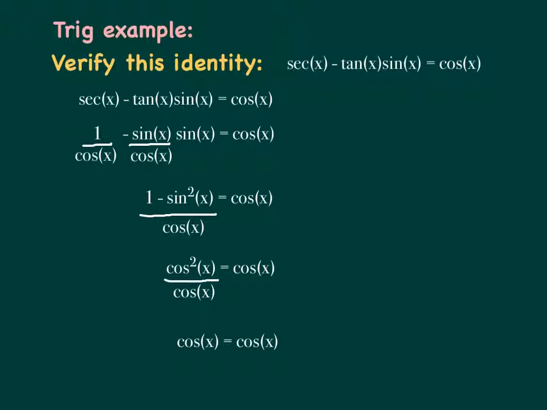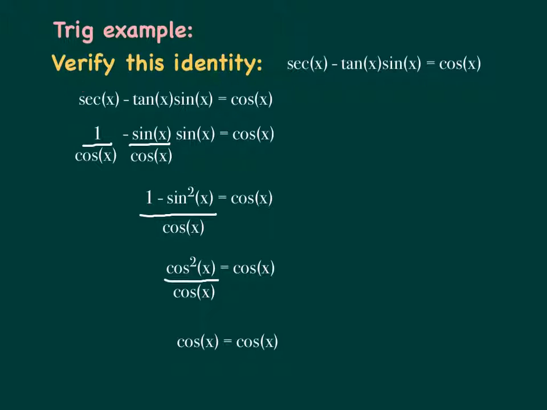Let's look at a slightly more complicated example that involves the Pythagorean identity. This time we're asked to prove that the secant of x minus the tangent of x times the sine of x equals the cosine of x. Again, not something that we would know before, but it actually turns out to be true. So let's see how we can show that.